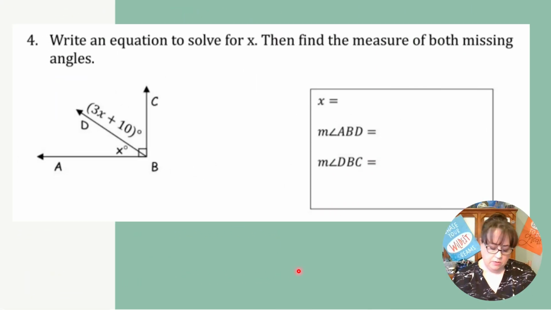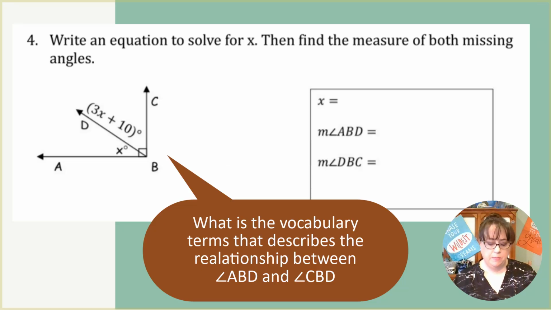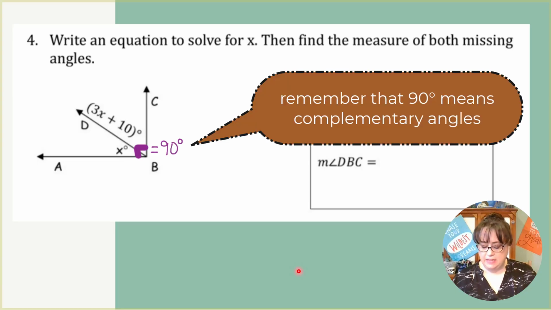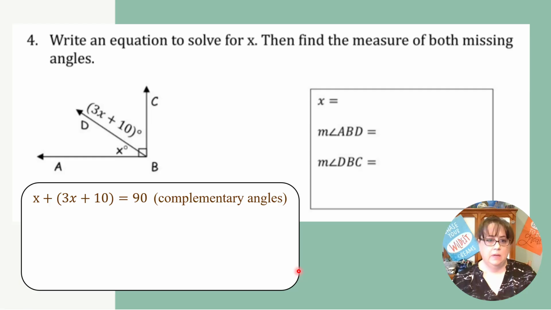Now on example number 4, I want to pay attention to what kind of relationship is happening with these two angles. And I can see that these two angles make a right angle. And what do we remember about a right angle? A right angle is equal to 90 degrees. So that means that these two angles have to equal 90 degrees. And so that's how I'm going to write this equation. X plus 3x plus 10 is equal to 90 degrees because they are complementary angles.